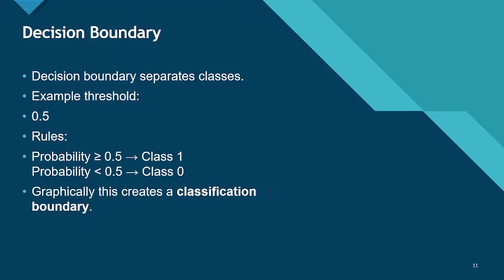Graphical representation: graphically, the decision boundary is a line or curve that separates the two classes on a plot of features. One side of the boundary is class 0 and the other side is class 1. For two features, this boundary is usually a straight line, and for more features it becomes a hyperplane in higher dimensions. So essentially, the decision boundary is what the model learns from the data to separate different classes as accurately as possible. Okay, we predict the probability and assign the class using a decision boundary.